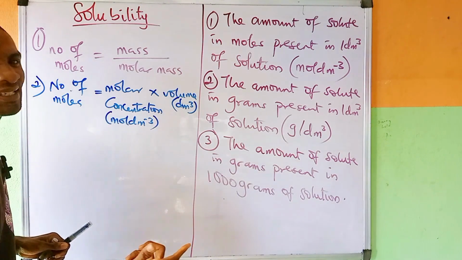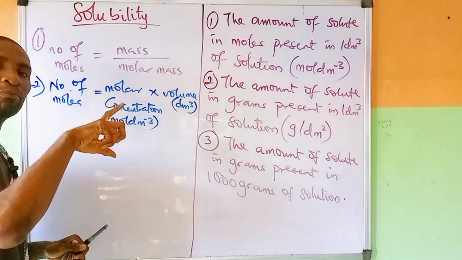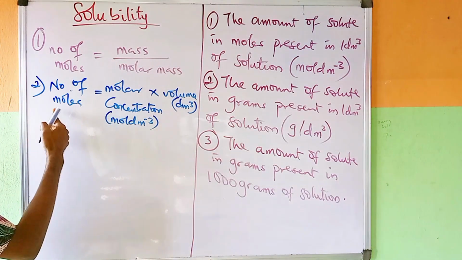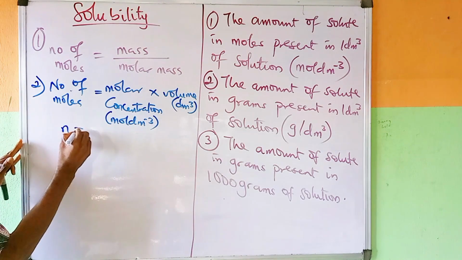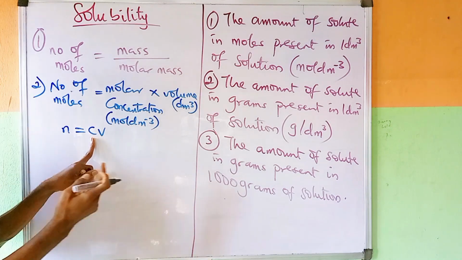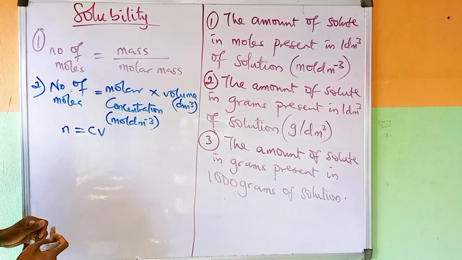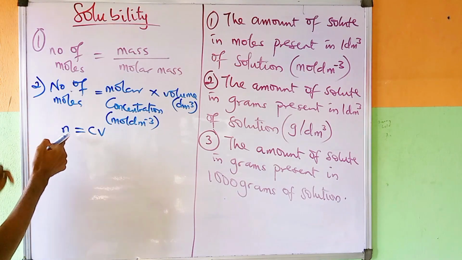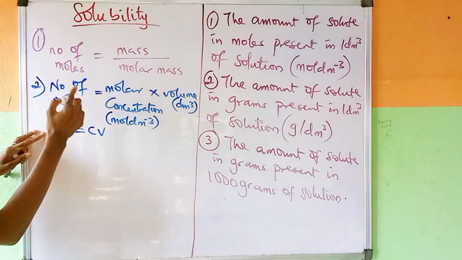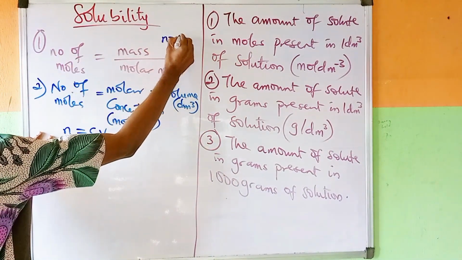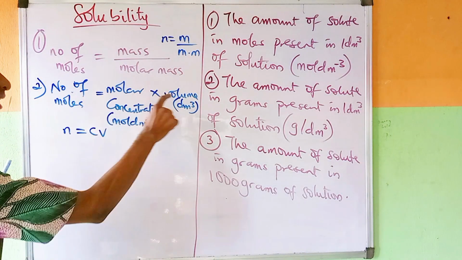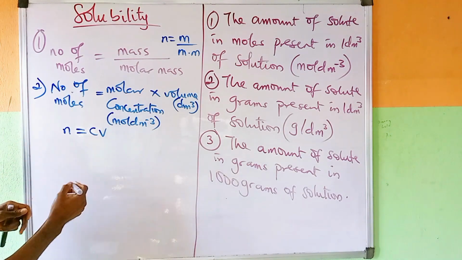So the formula for solubility is actually derived from the combination of these two. You can say solubility is also the same thing as the molar concentration or the mass concentration of a substance. If I want to summarize this formula, I have N equals CV. N is the number of moles, C is the molar concentration, which is the same thing as the solubility, and V is the volume in dm cube. If I combine equation 1 and 2: equation 1 says N equals mass over molar mass, and N is also CV.